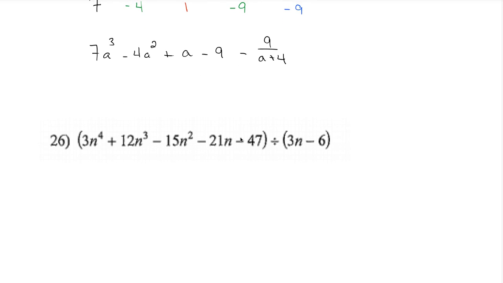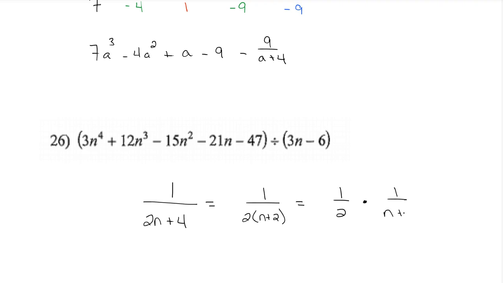This one, I actually just want to go over one topic from throughout the year. So if you have a fraction that looks like 1 over 2n plus 4, this is the same thing as writing 1 over 2 times the quantity of n plus 2. Do you agree? And this is also the same thing as saying 1 over 2 times 1 over n plus 2. Do you agree with that?